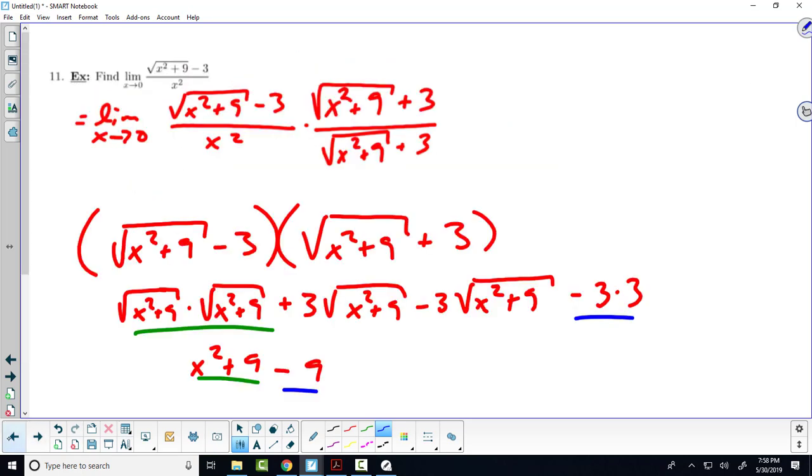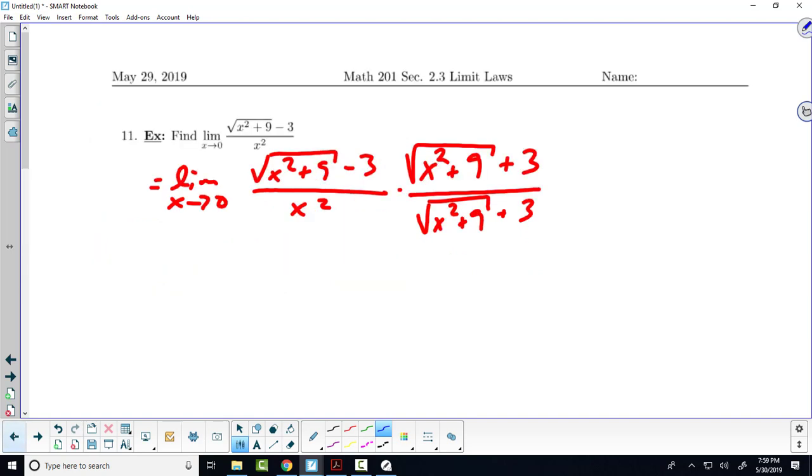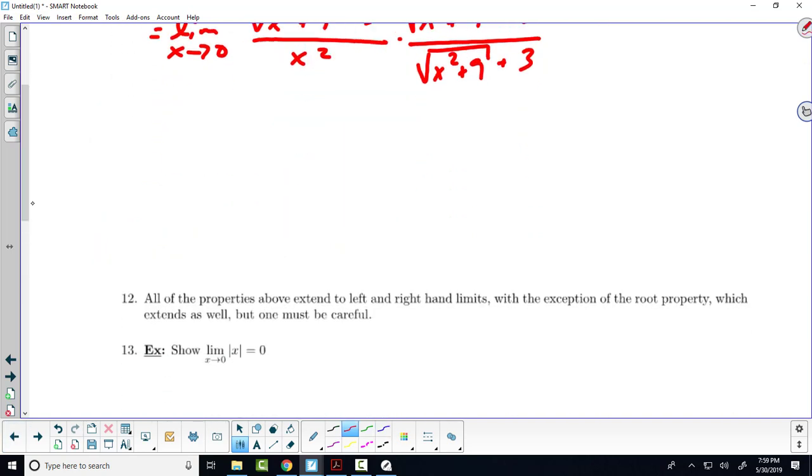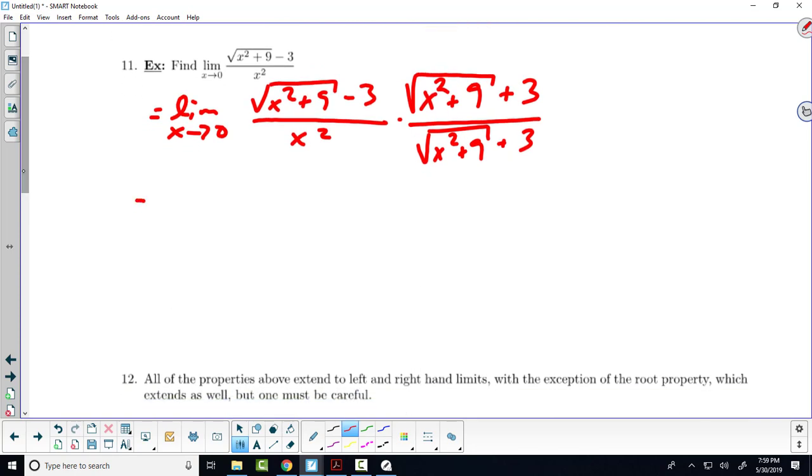So let's do it. There we go. So when I multiply by the conjugate, what do I get? In the numerator, I get the limit as x approaches 0 of x squared plus 9 minus 9. That's what we just showed. We just took some time to show that. Okay. Any questions on that?